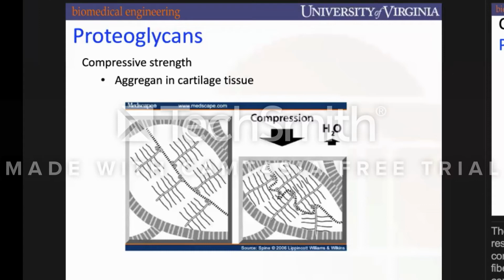And so the presence of that negative charge and the osmotic pressure there almost serves like a hydraulic resistance to compression. And so when the compression is removed, the water swells back in and it's able to go back to its original conformation and maintain this constant resistance to compression. Does that make sense? Are there any other questions?